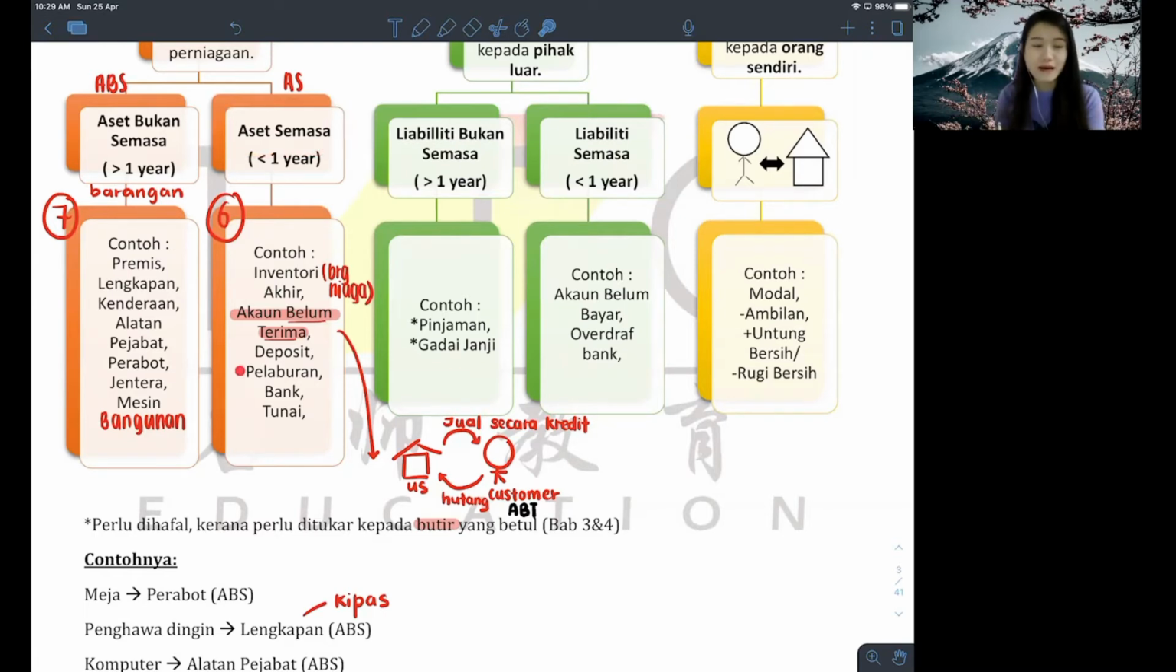Okay, so as for pelaburan, it means investment. So bank and tunai, right? Just take note on the word bank, because sometimes they will just say check. You will have to change the word check into bank. Okay, please change the word check into bank. That is the proper butir for your bab 2, bab 3 dengan bab 4.